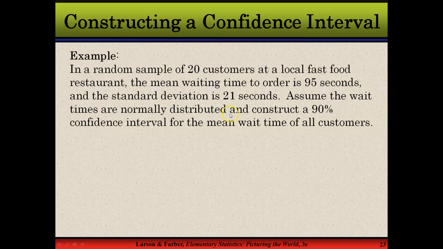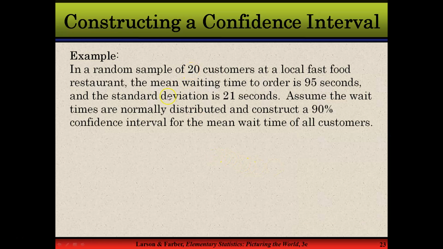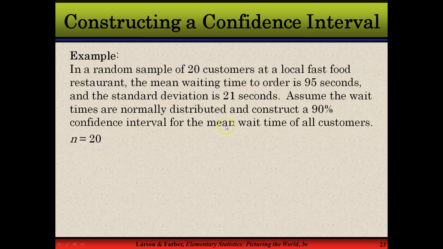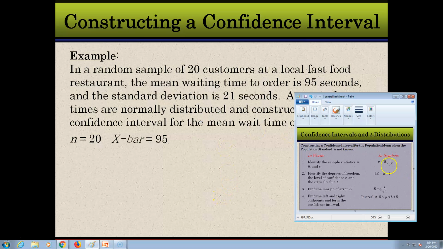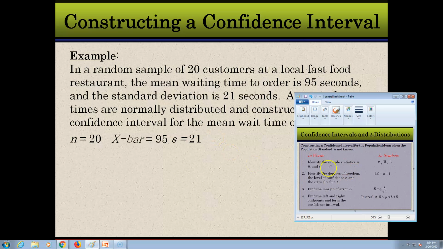I know the standard deviation, but not of the population. I know it for the sample. So step number one, like I showed you before, we're going to find N, the sample size. In this case, it's 20. What else do I need to find? I need to find X bar, the sample mean. The mean is 95 seconds. And I need to find the standard deviation of the sample, S, and that will be 21 seconds. And I did step number one.